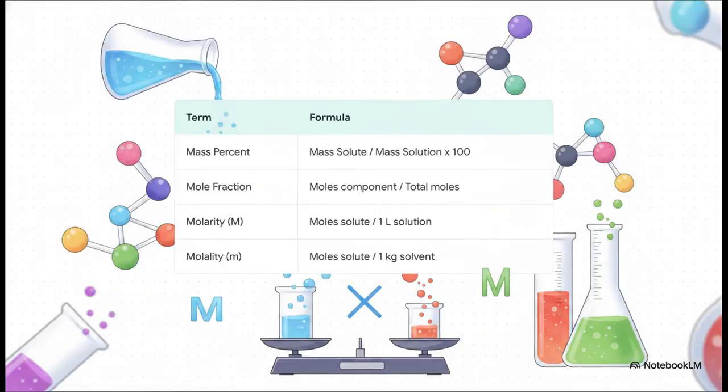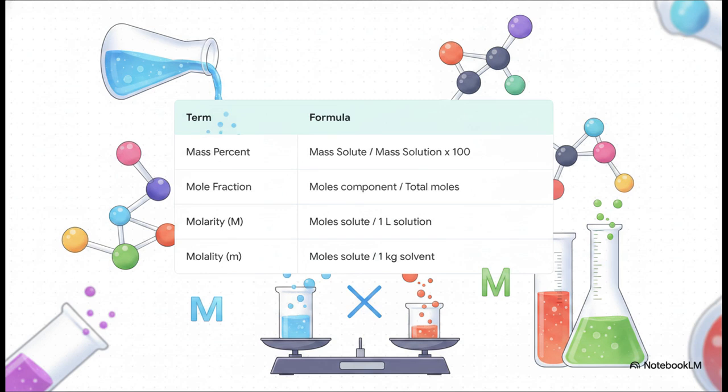Now, what happens when we start dissolving things into liquids? Well, you have to be able to measure exactly how strong your mixture is. You absolutely gotta memorize these 4 core concentration terms. First up is mass percent. That's simply the mass of your solute divided by the total mass of the solution times 100.